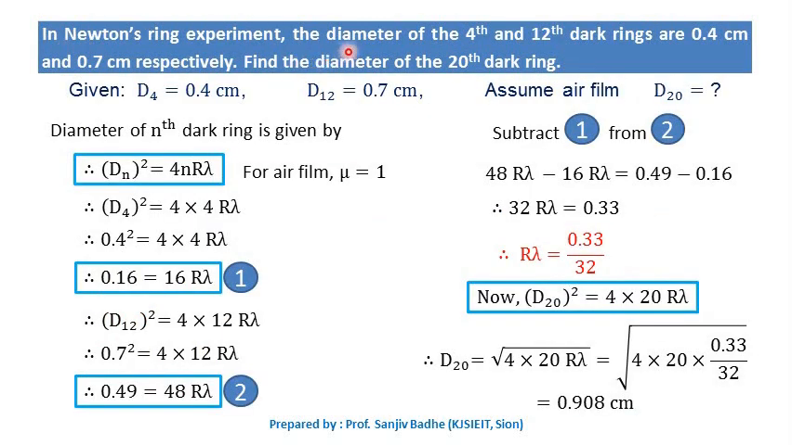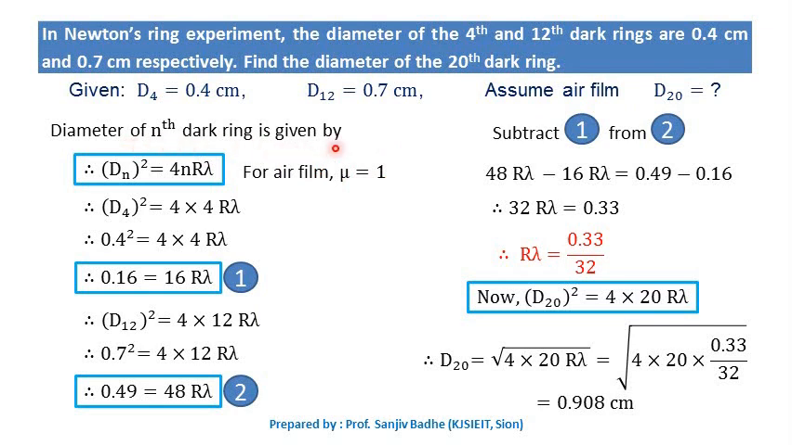In Newton's ring experiment, the diameter of 4th and 12th dark rings are 0.4 centimeter and 0.7 centimeter respectively. Find the diameter of 20th dark ring. So in this problem, diameter of 4th dark ring is given as 0.4 centimeter, diameter of 12th dark ring is 0.7 centimeter, and we are asked to find out diameter of 20th dark ring. The refractive index of the film is not given, so we will assume it to be air film. For air film, refractive index will be taken as 1.